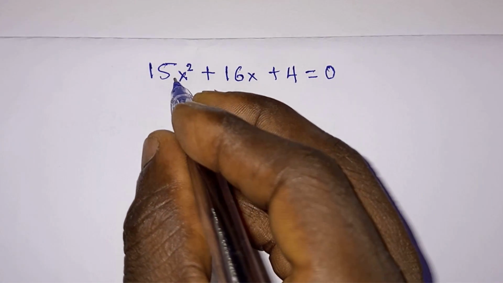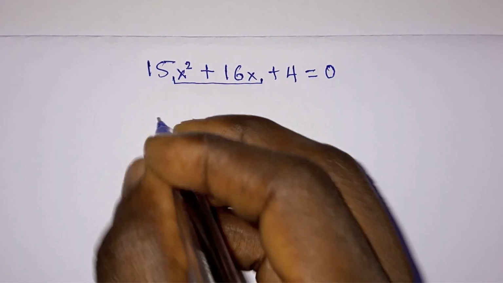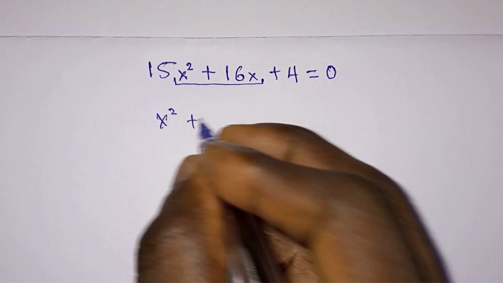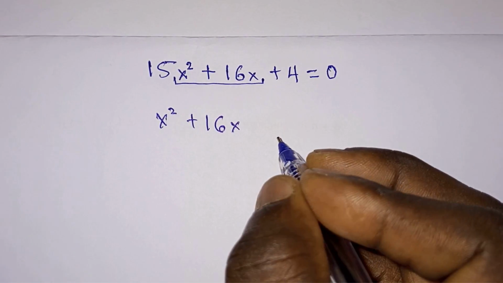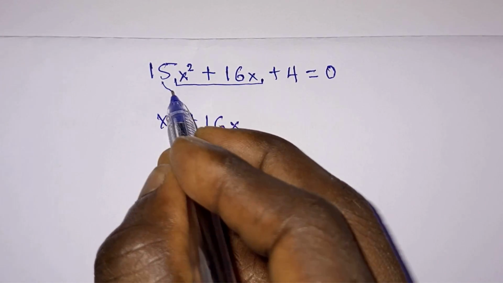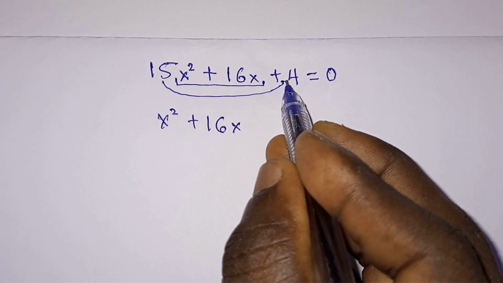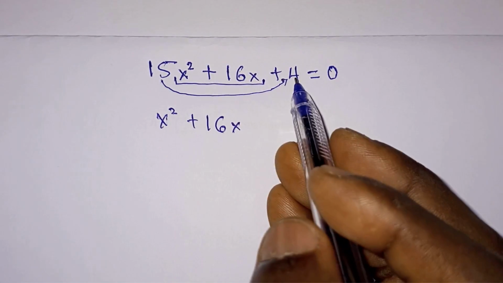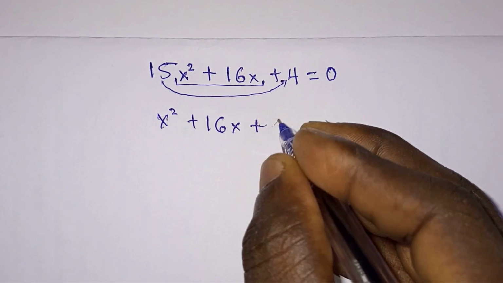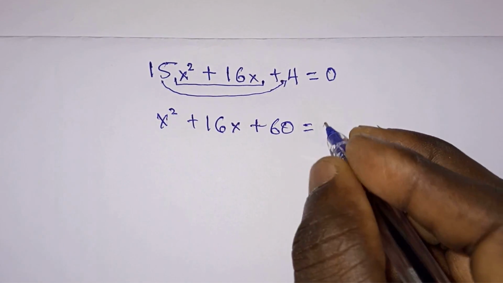First, we will write these two terms, x squared plus 16x. Then we will slide this 15 to the 4 and then multiply them. So we have 15 times 4, which is 60, and it is equal to 0.